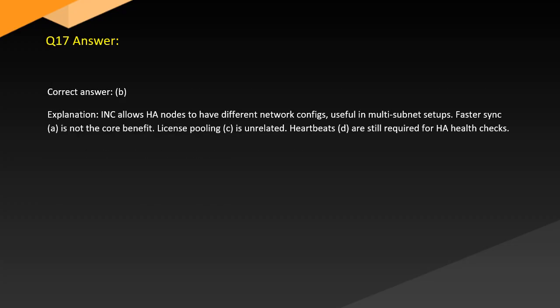Answer. Correct answer: B. Explanation: INC allows HA nodes to have different network configs, useful in multi-subnet setups. Faster sync (A) is not the core benefit. License pooling (C) is unrelated. Heartbeats (D) are still required for HA health checks.